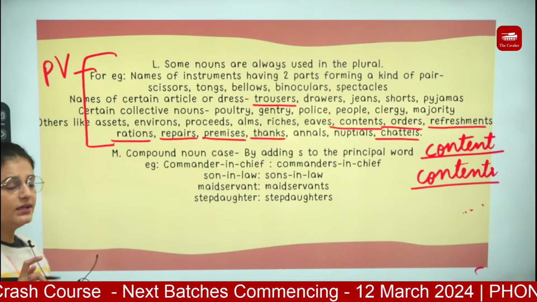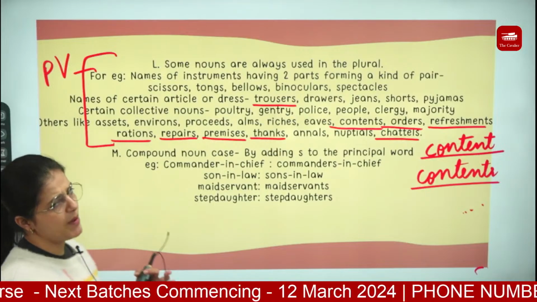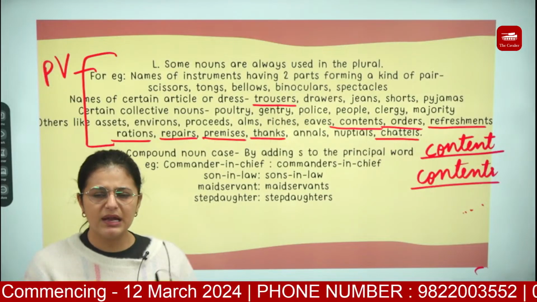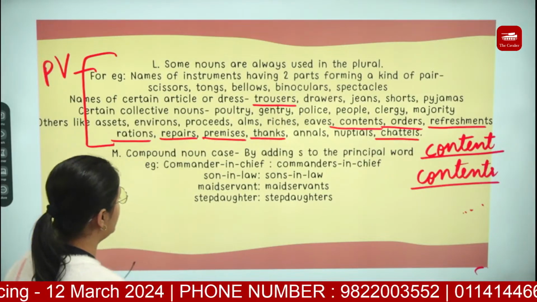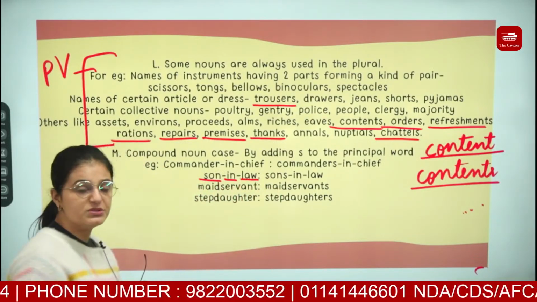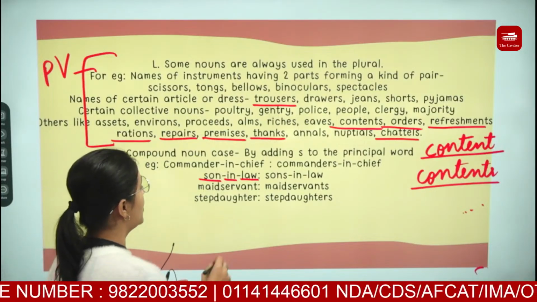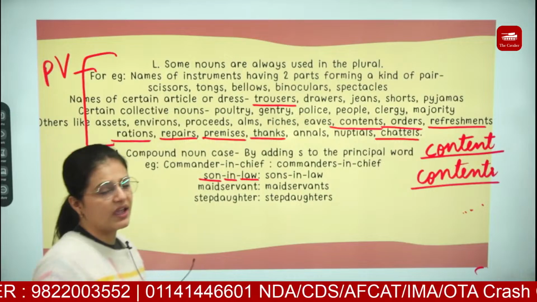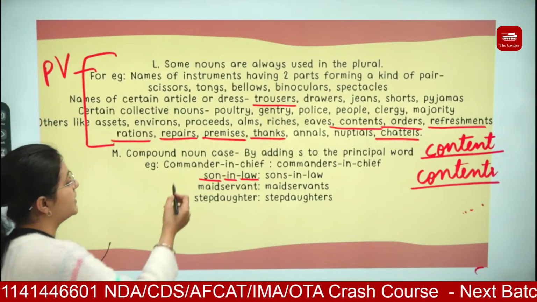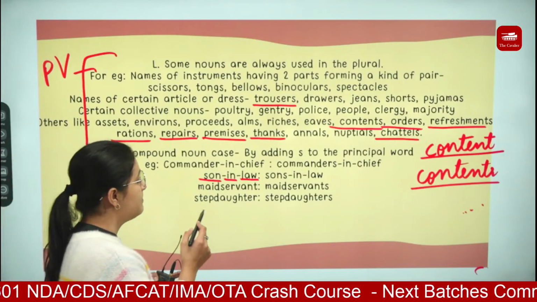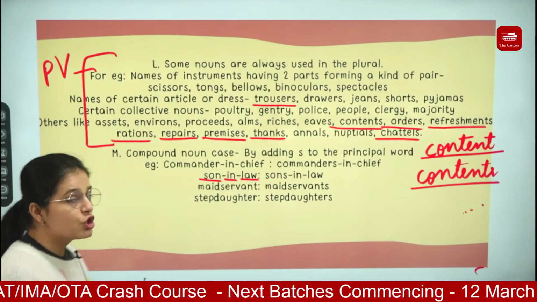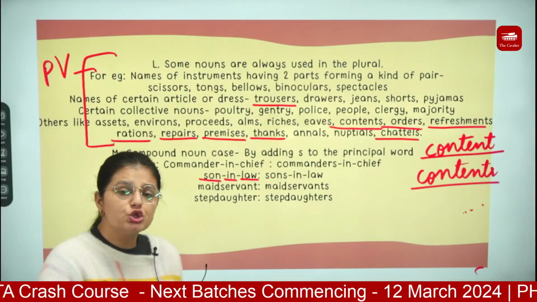Now, another is compound noun. What is a compound noun first? A compound noun is a noun we get when we combine many words to make one noun. For example, look here: sun, noun, then we use a preposition, then law, and if we combine it, what are we creating? Son-in-law, all together having a difference from the words that we have combined. So some examples are commander-in-chief, son-in-law, maid-servant, stepdaughter. In all these compound nouns, we pluralize the principal word.